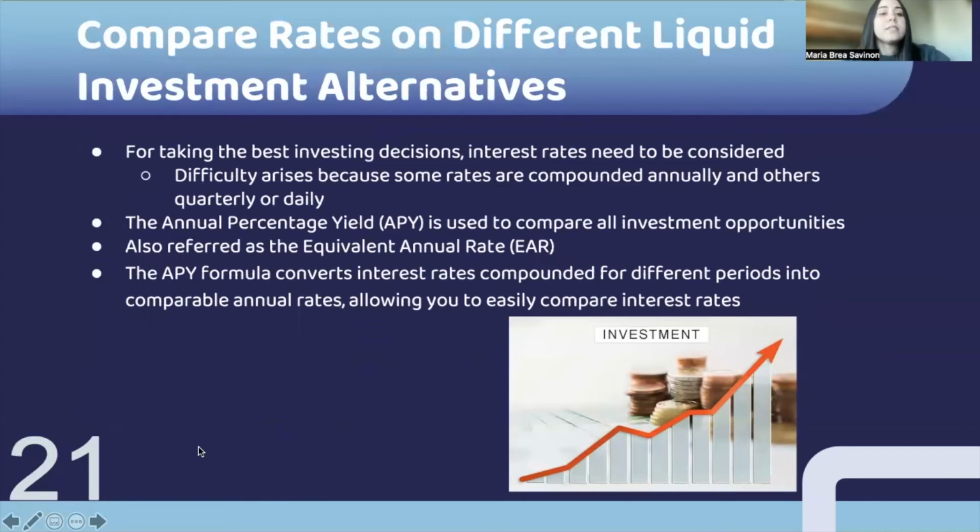So for making the best investment decision, interest rate needs to be considered. It can be difficult because sometimes these interest rates can be compounded annually, quarterly, or daily. So the annual percentage yield is used to compare all investment opportunities and is also referred to as the equivalent annual rate. The APY formula converts interest rates compounded for different periods into comparable annual rates, allowing you to easily compare interest rates across the different investment alternatives you may have.